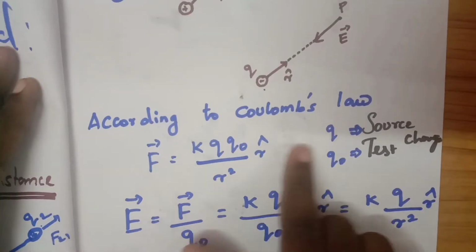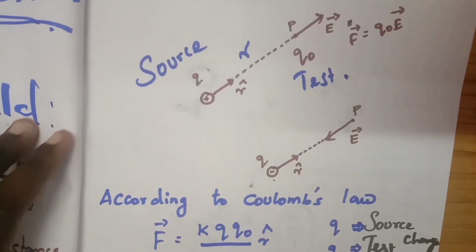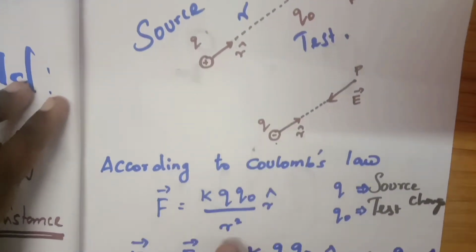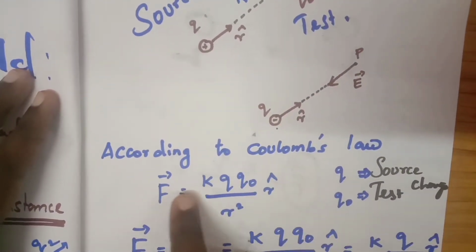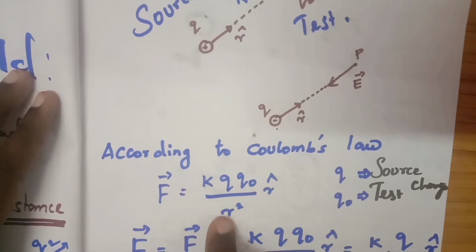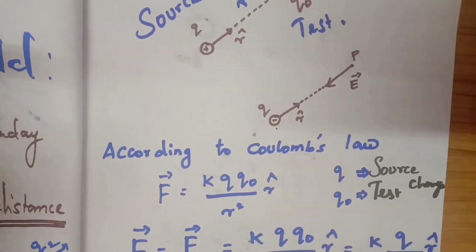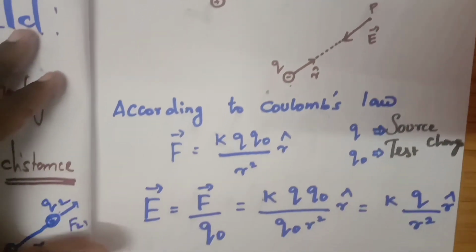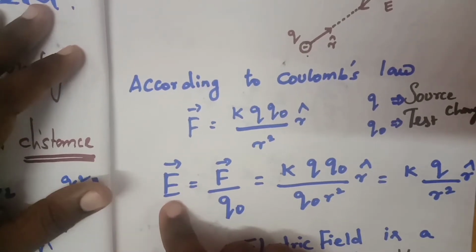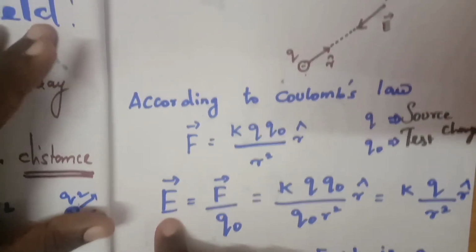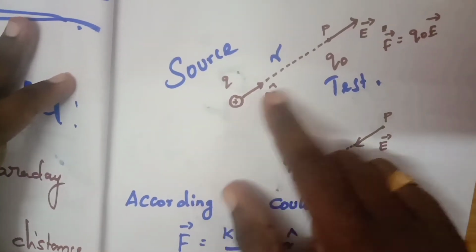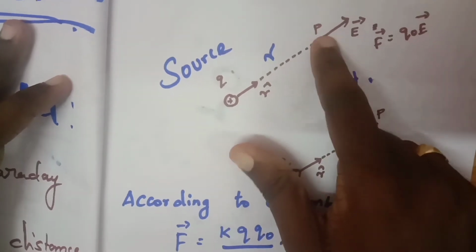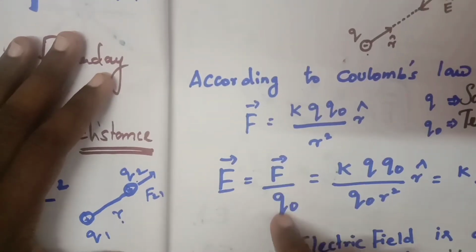So according to Coulomb's law, I write the formula: F vector is equal to K Q Q0 divided by r squared r cap. So the force is directly proportional to the product of the charges and inversely proportional to the square of the distance. K is the proportionality constant. Right. So the electric field of the source charge, E vector on the test charge Q0 at the point P, is equal to F vector divided by Q0.